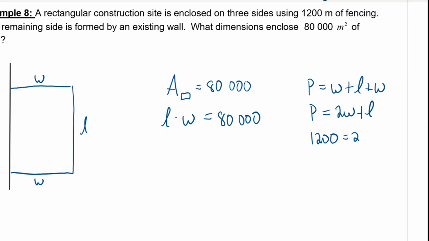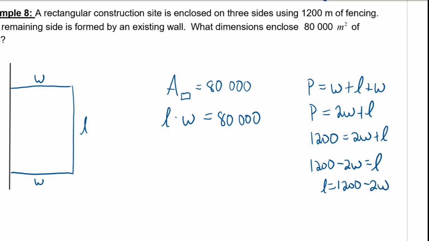That's how much fencing we have. So we know 2W plus L is going to give us 1200. And then what I can do here is solve for L. And so I get 1200 minus 2W equals L.